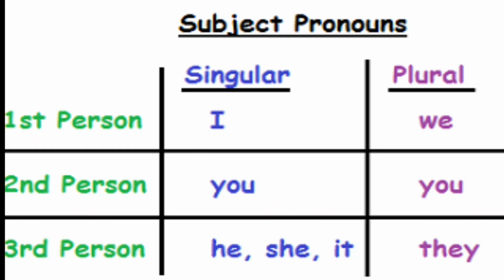Subject pronouns are divided into forms: singular form and plural form. First person, if it's singular, we use I, and if it's plural, we use, of course, we. Second person, if it's singular, we use you, and the plural form, we use you too, if you are 3 or 4 persons. Third person, if it's singular, he, she, it, of course. And the plural form, we use they.